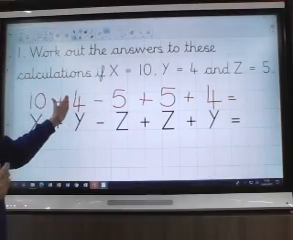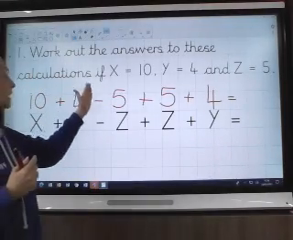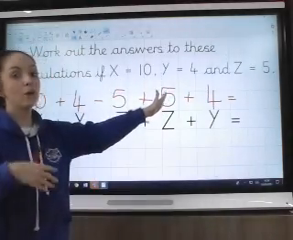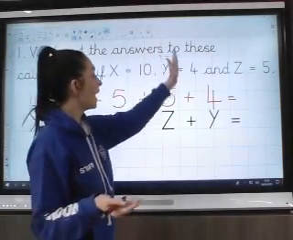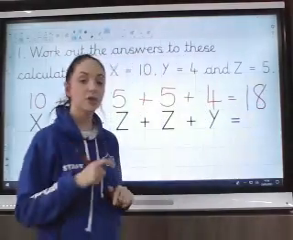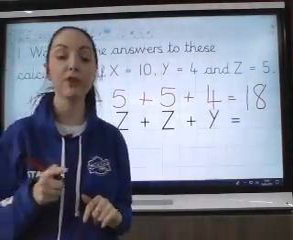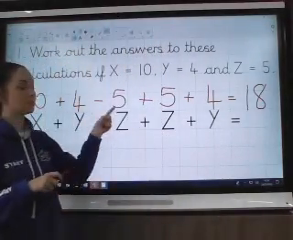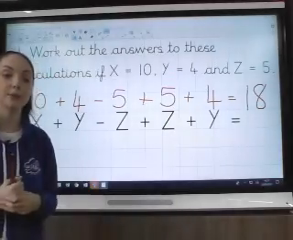So 10 add 4 is 14. 14 take away 5 is 9. 9 add 5 would be 14. Add 4 would be 18. You need to do the exact same for your first question in question 1. If I was you, I would write the numbers above the letters and then work it out.